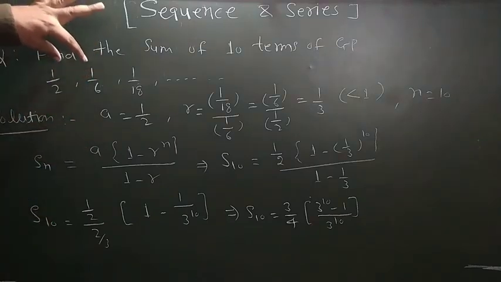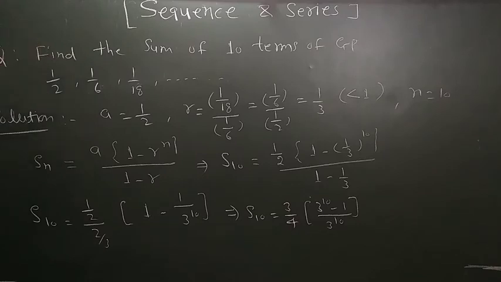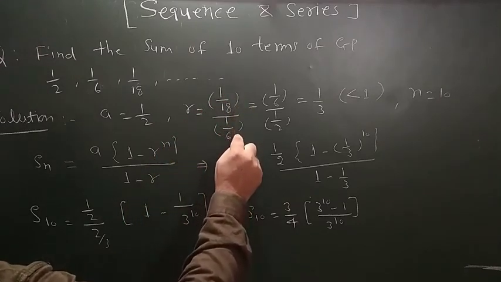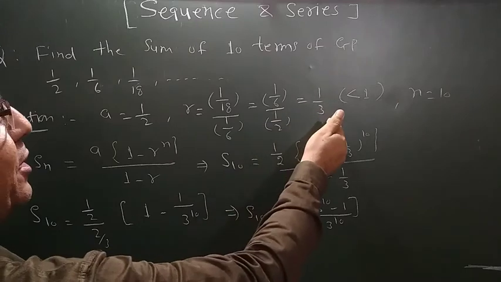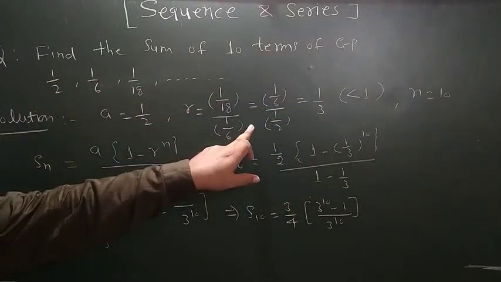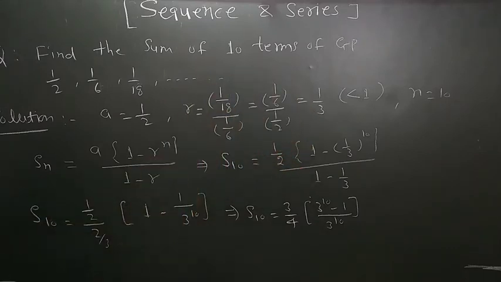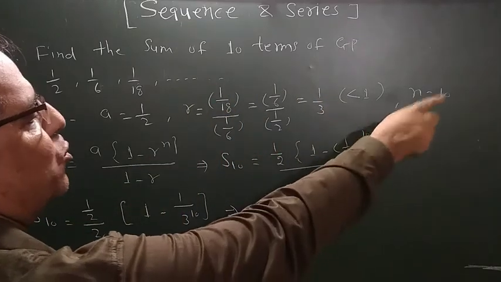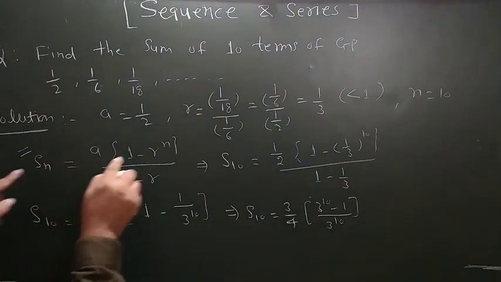Here in this GP, 1 upon 2 is the first term. The common ratio we have to find: 1 upon 18 divided by 1 upon 6, or 1 upon 6 divided by 1 upon 2. This is 1 upon 3. There are two ways. We check that this is a GP and what the common ratio is. So 1 upon 3 is less than 1 and n equals 10. Apply the formula for when the common ratio is less than 1.